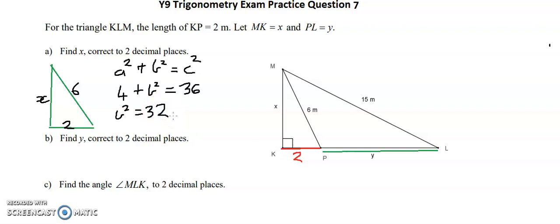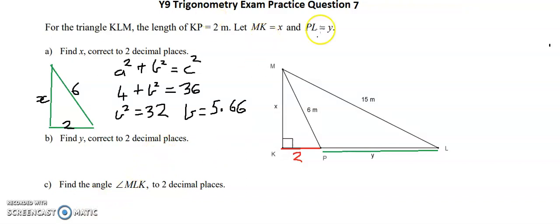Now I just need to get b by itself. In that case, I just need to square root both sides, and that leaves me with b equaling 5.66. So the next thing it asks me is to find out what y is.